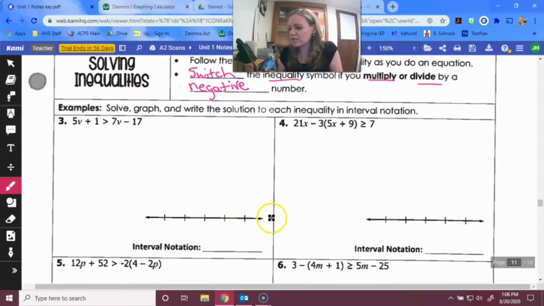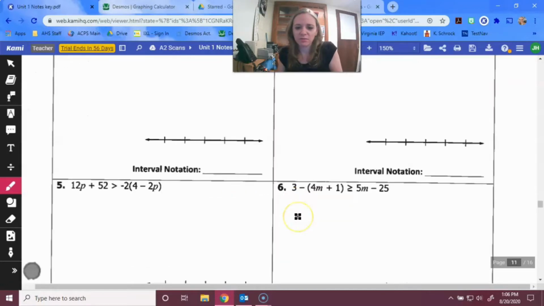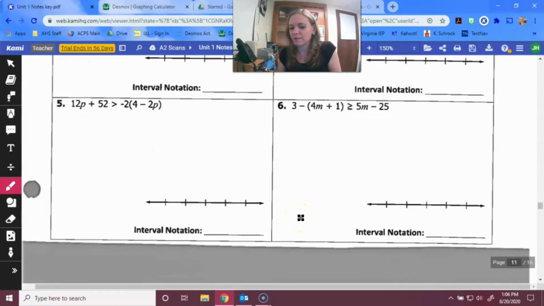Let's see. Do we have an example of switching on the first page? Looks like number 6 might be. Let's go ahead and do number 6, since that might be the one thing we forgot how to do.